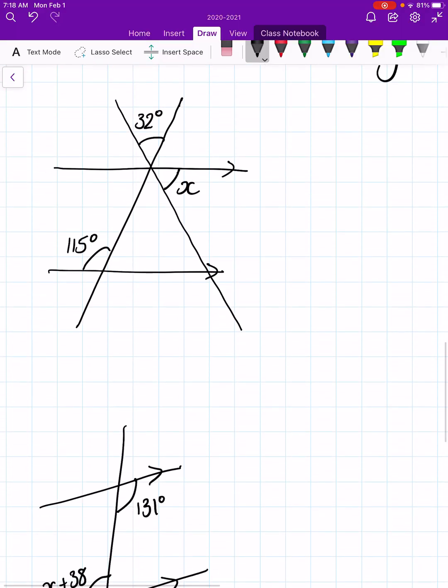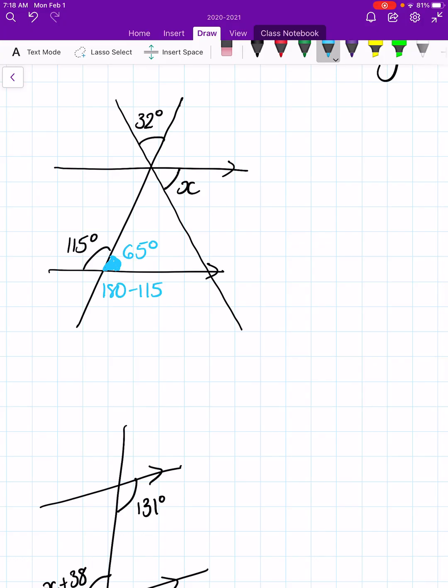So here we have two transversals on our parallel lines. Now, one way that you can get around these questions is to start filling out angles that you can find. So for example, I might not be able to go straight to what X is. I might have to find some other angles first. So what I know is that I could probably find this angle that I'm colouring in blue, because we have two angles that lie on a straight line, and they would add up to 180. So here, if I do 180, take away 115, that'll give me 65 here, okay?